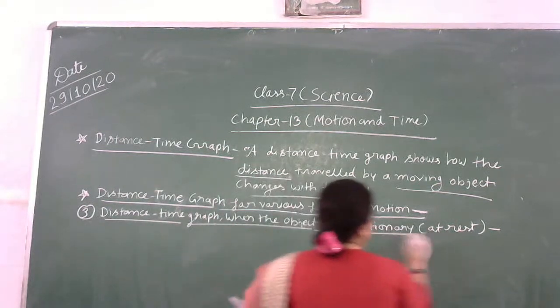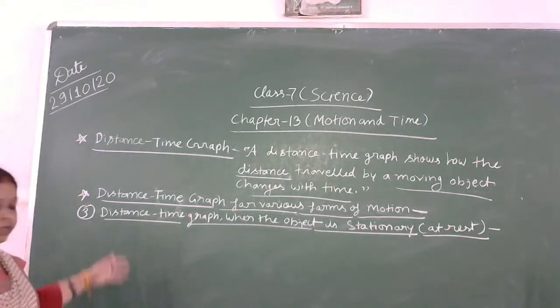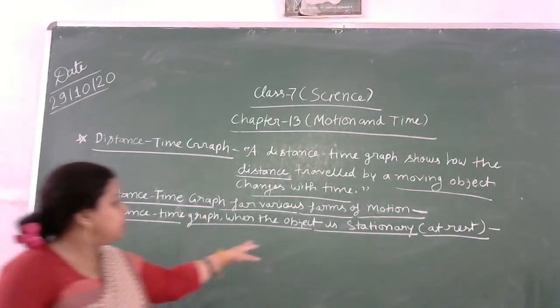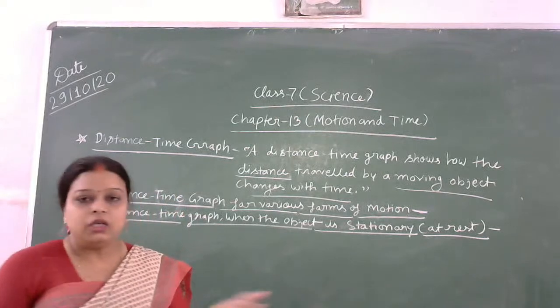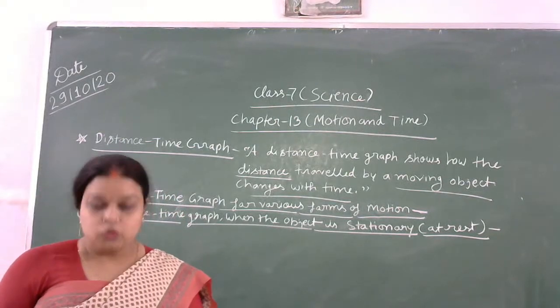This is the distance time graph when the object is stationary. Stationary means fixed, or in a rest position. So what happens?